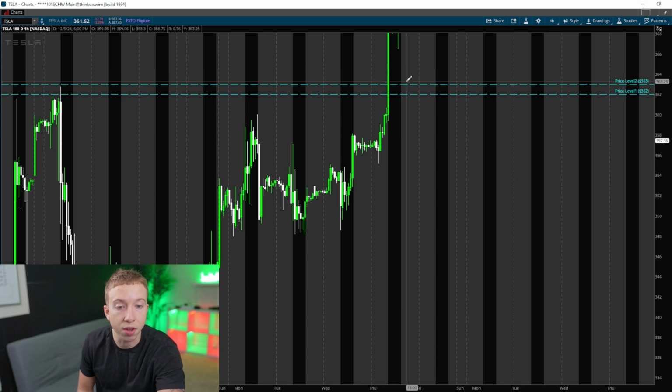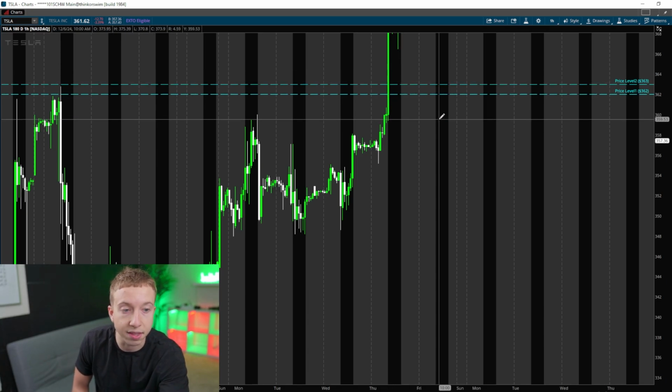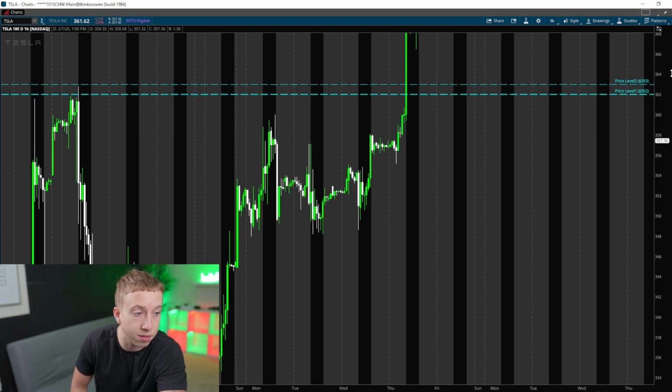And then as you guys saw, it broke out. Again, I took this exact trade. This isn't hindsight. This isn't anything like that. This is the exact trade that I took, and I remember this perfectly.